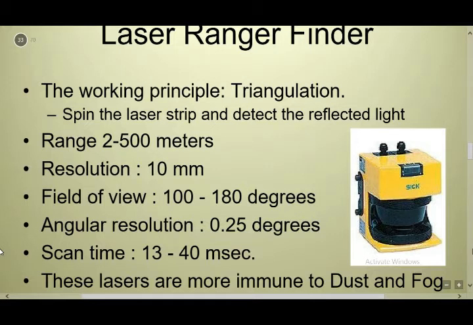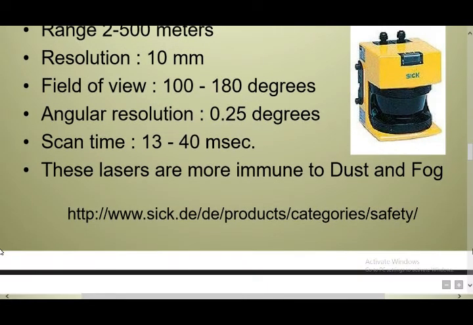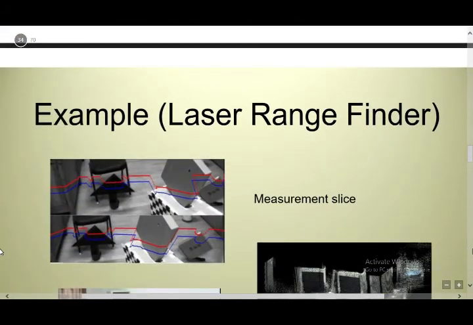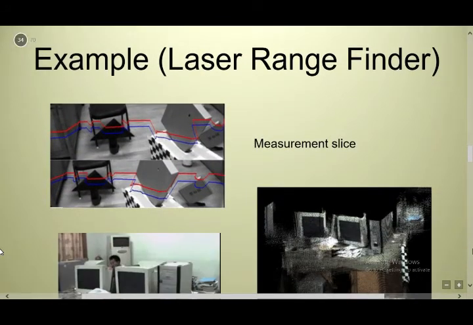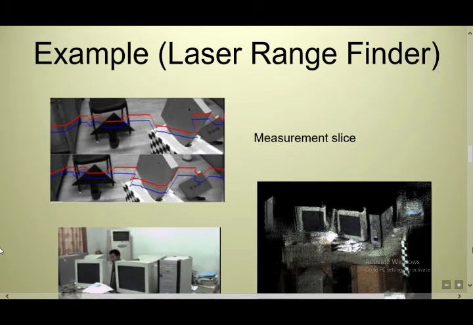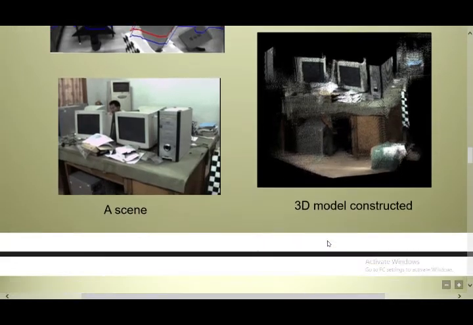Laser range finder. The next sensor is a laser range finder. This type of laser range finder uses the triangulation method, spins a laser strip, and detects the reflection of light. Specifications: range 2 to 500, resolution 10, field of view 100 to 180 degrees, angular resolution and scan time. An example of a laser range finder is used in this figure. Wherever dust is there, it is easily identified.